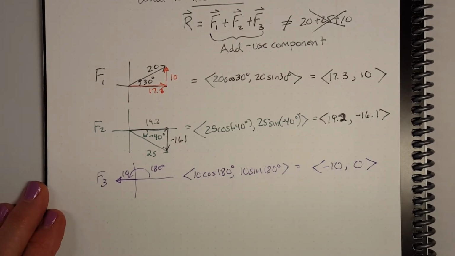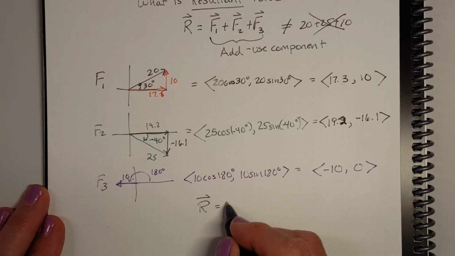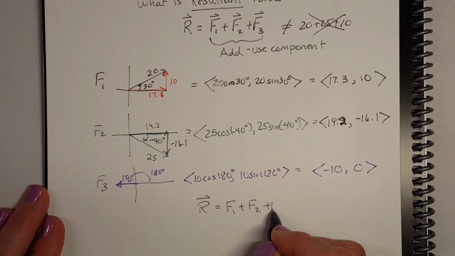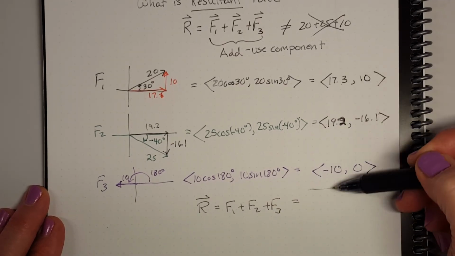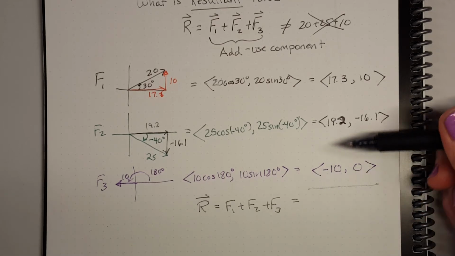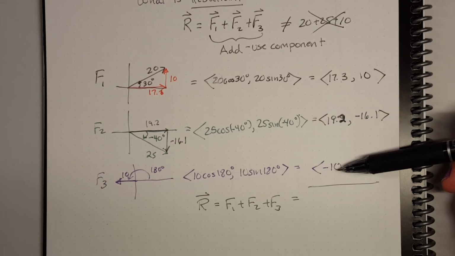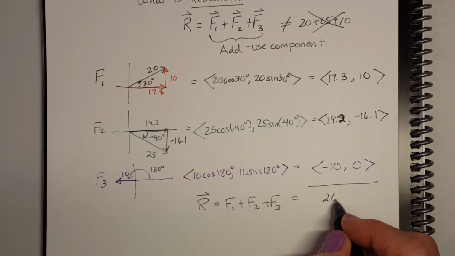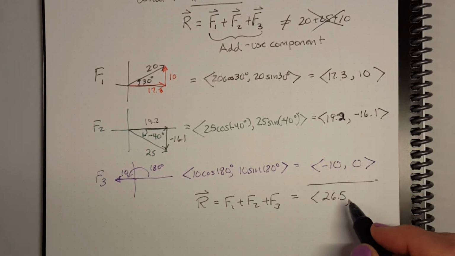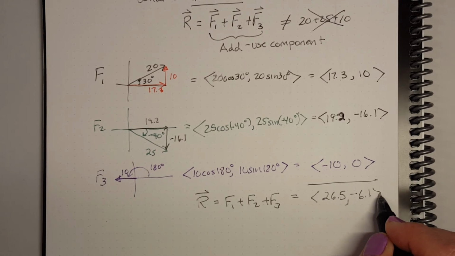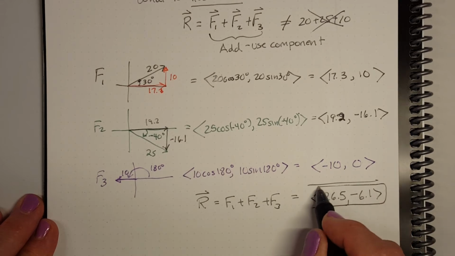Now, when I want to find the resultant, well, the resultant is the sum, right? So the resultant, the sum of the three vectors, is F1 plus F2 plus F3. And if I have them in component form, look how easy it is. You just stack those up and add them. And so if I add those up, 17.3 plus 19.2 minus 10 gives me 26.5 for the x's when I add them up. And 10 minus 16.1 gives me minus 6.1 for the y's when I add them up. So that's the answer. That's the resultant.